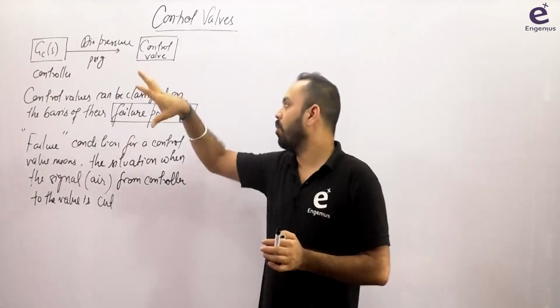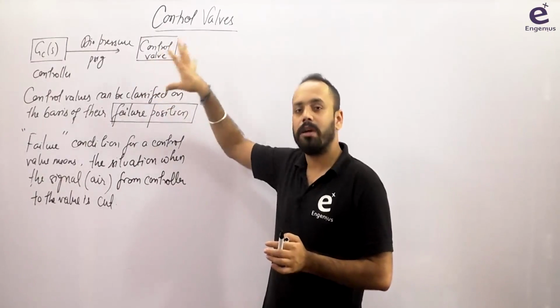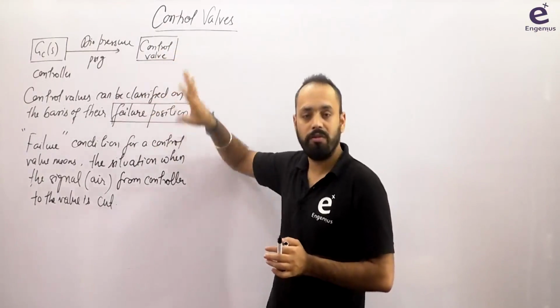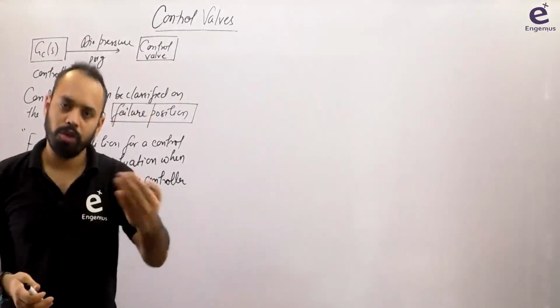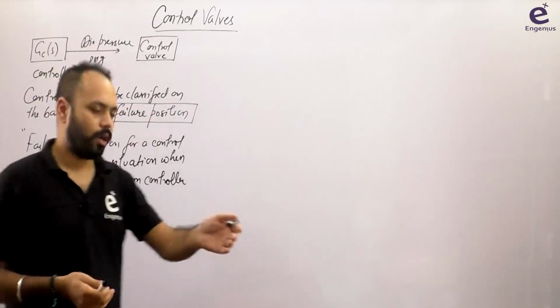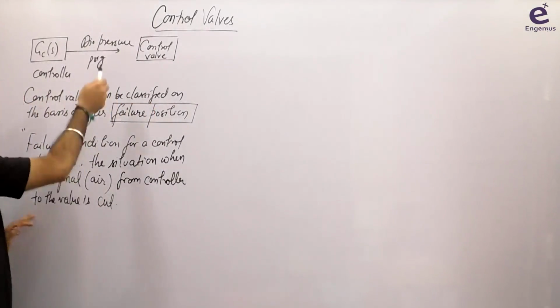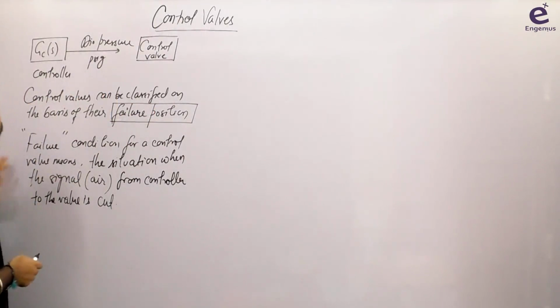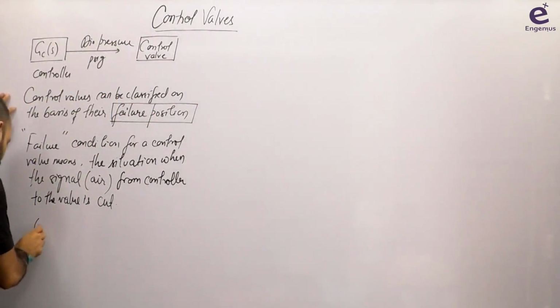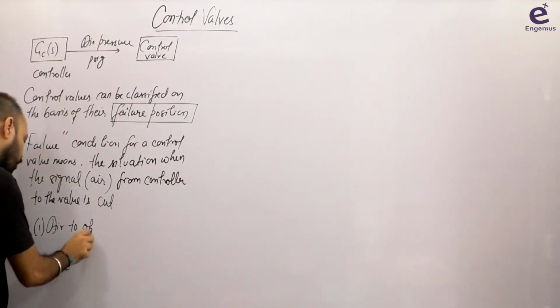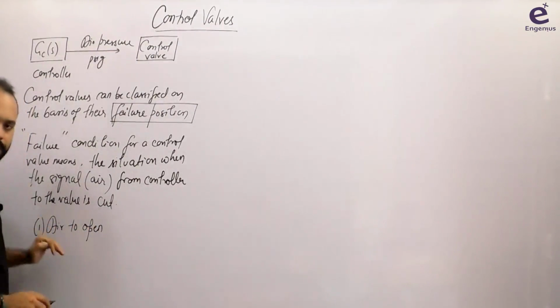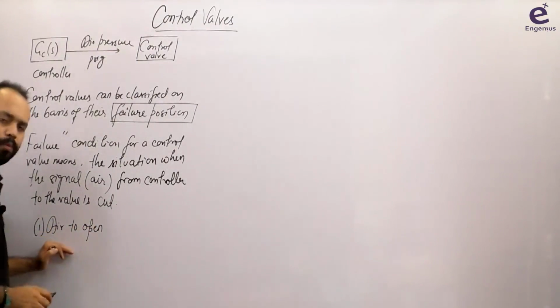When the signal from the controller is lost, the air pressure from the controller to the valve is lost. In that case, how is the control valve behaving? Is it fully open? Is it fully closed? Right. So on the basis of this failure condition, we can classify the valve in two types. The first type is air to open. Air to open valve. What is the meaning of air to open?